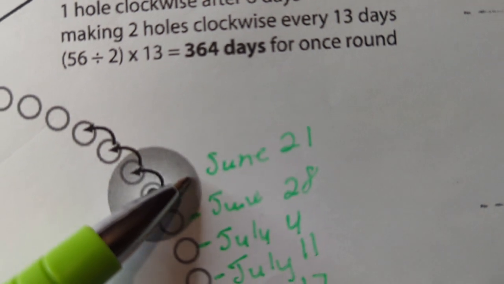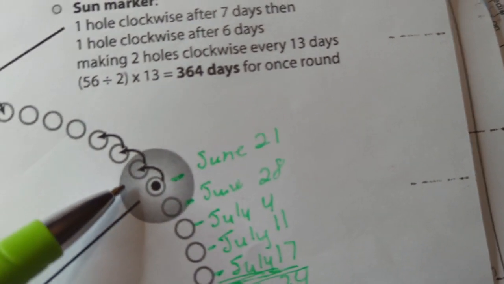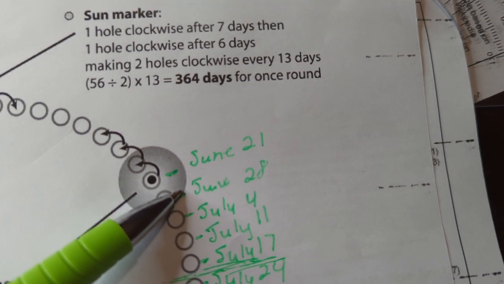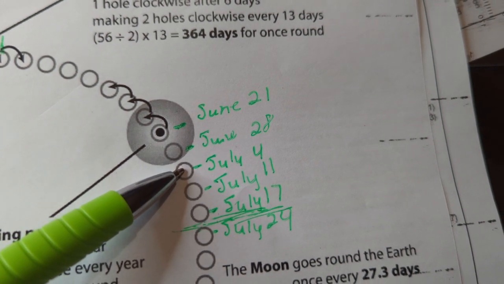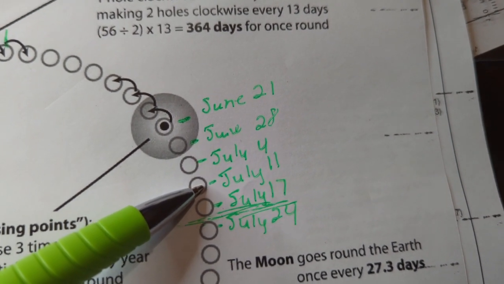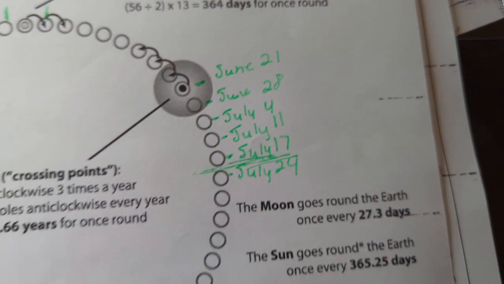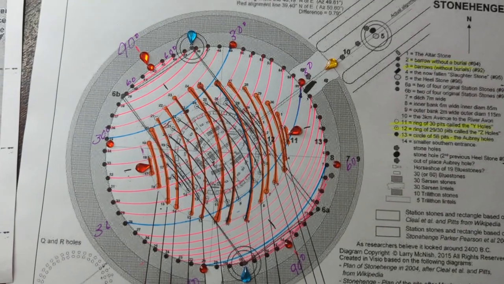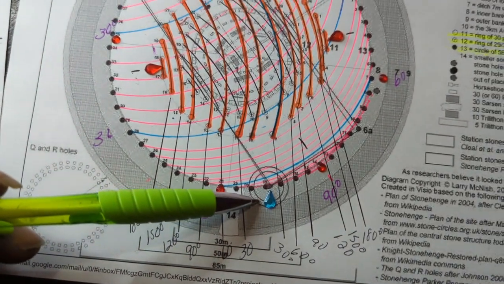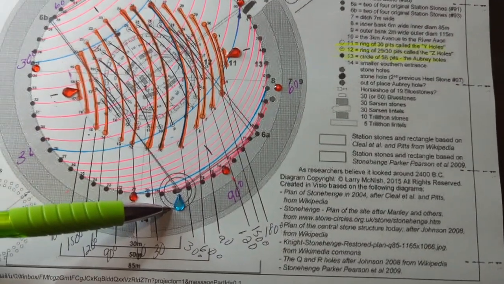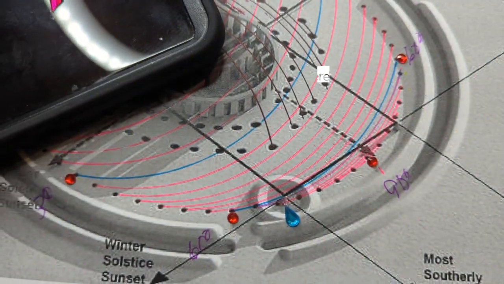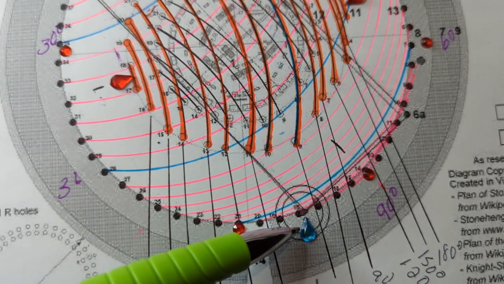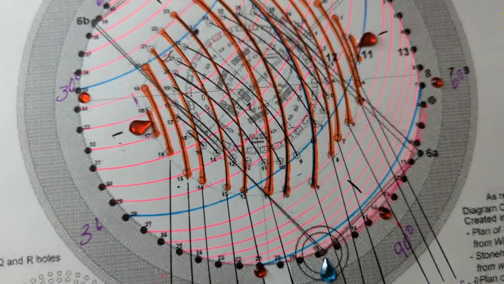And I started with June 21st because that's the day of the solstice. So if you move it 1 more time and add 7, you got June 28th. You move it 1 more time and add 6, you got July 4th. You add it 1 more time and add 7, 6, 7, and so on. So if we go back to this, right here at this blue marker, this represents the most southerly moonrise. You see on this one, I've got the same marker, and here we've got the most southerly sunrise.